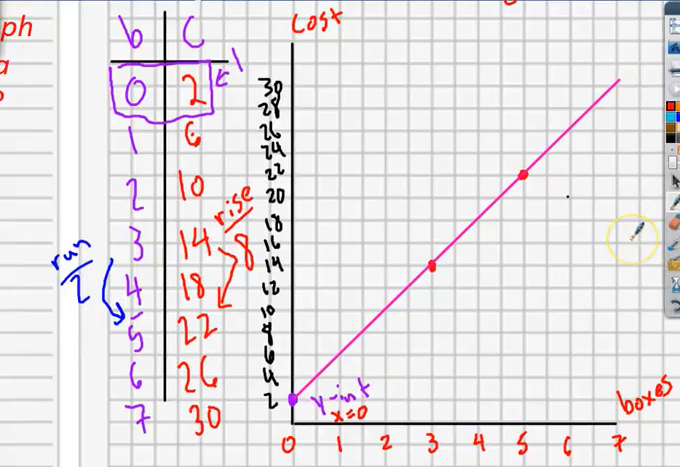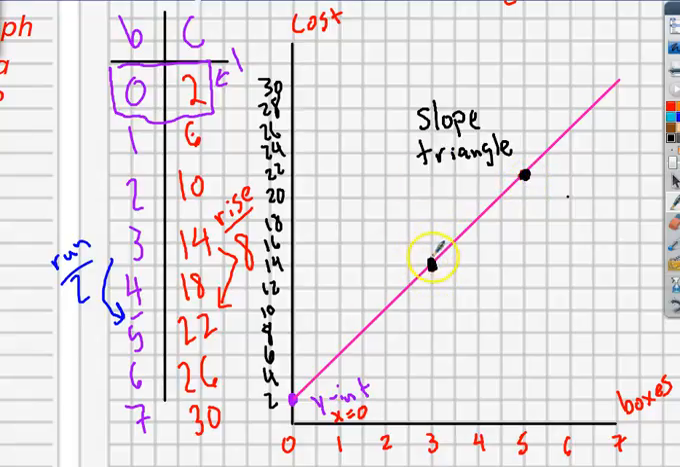All right. So when I was looking at the table, I literally subtracted 22 minus 14, and that gave me 8 for the rise. When I am using a graph, my first step is going to be to draw what I call a slope triangle. So I'm going to draw straight up from the first dot. I pick 2 points, this point and this point. I can pick any 2 points that I want on the line.